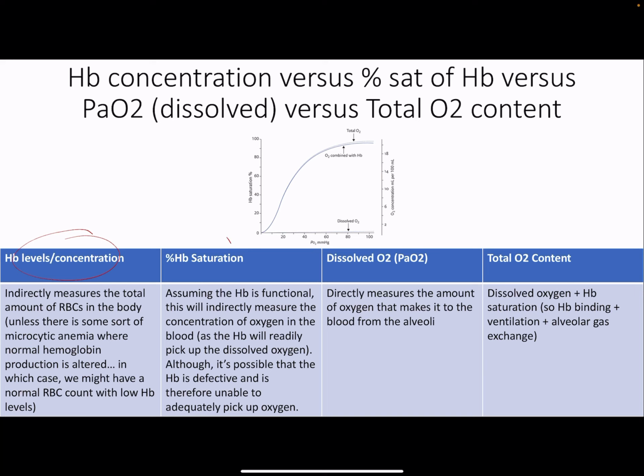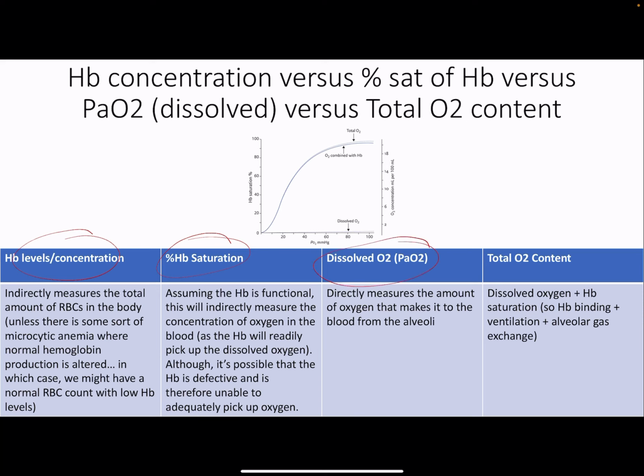Thalassemias, et cetera. Hemoglobin saturation is an indirect measurement of how much oxygen you have in your body. If you have low hemoglobin saturation, you might have low oxygen. Alternatively, it might mean you have some sort of hemoglobin poison going on, or perhaps you have defective hemoglobin by some other metric. So you could get two different things from the hemoglobin saturation.